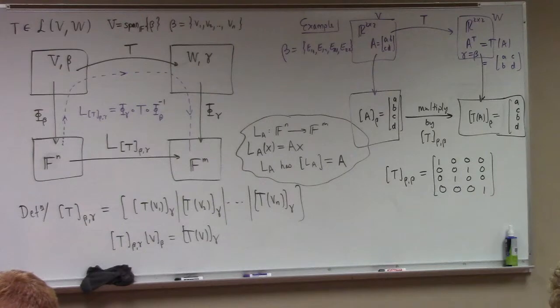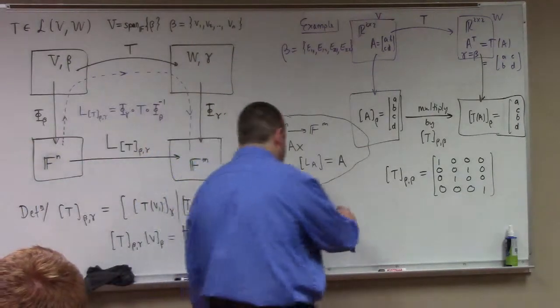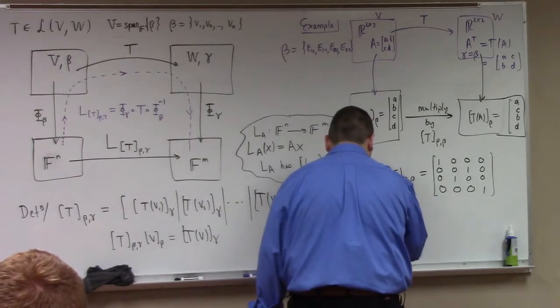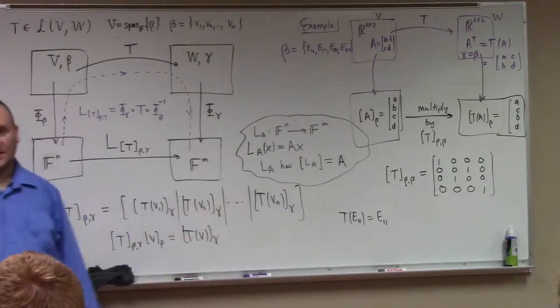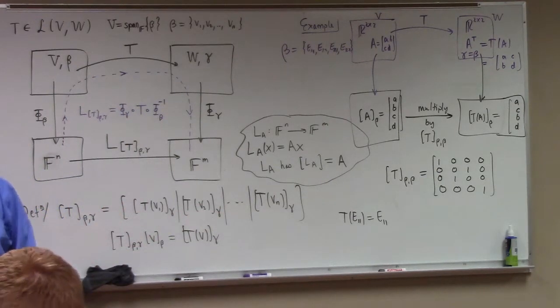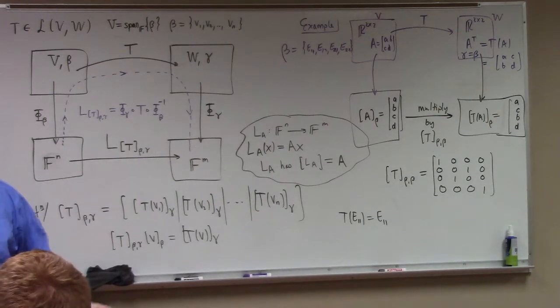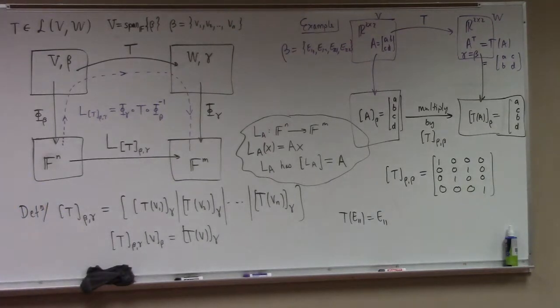But you can also check that the columns in that satisfy my definition, right? Like what's T of V1? T of E11 is what? Is E11, right? Which is the first thing in the basis, which is why we have coordinate vector 1, 0, 0, 0 for column 1, and so forth. Anyway, I will try to do more examples for you next time. Thanks, guys.